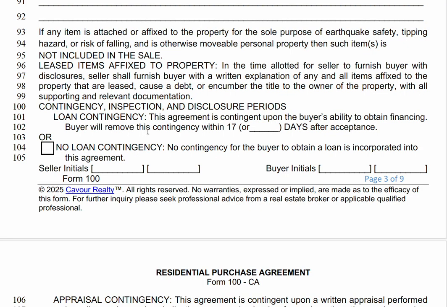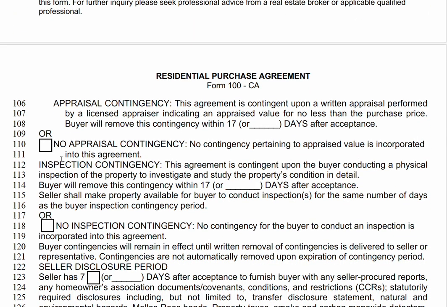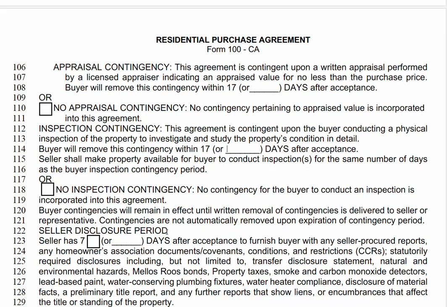All right, contingencies. By default, 17-day loan contingency. You don't want it? Maybe you're a cash buyer, no loan contingency. You want to change how many days? Write it in right there. All right, and then down here, appraisal contingency. Cash buyers don't need this. Everyone else does. You want to change how much time you have? You want to reduce it to 10? Write it in right there. No inspection contingency. Some hardcore investors might waive it. I highly discourage ever doing that.